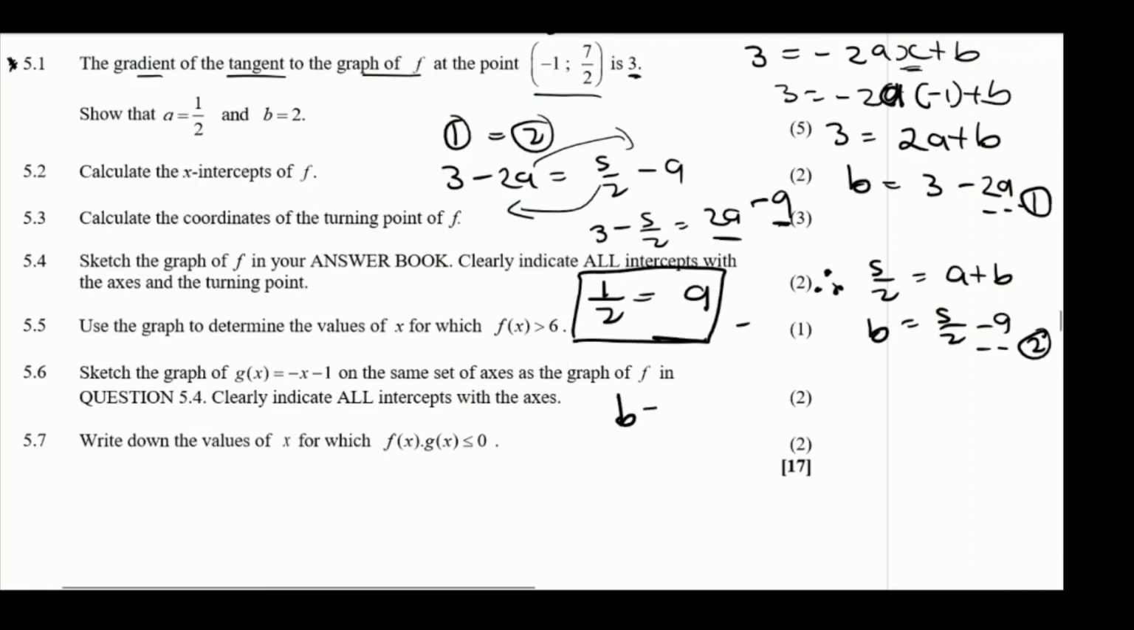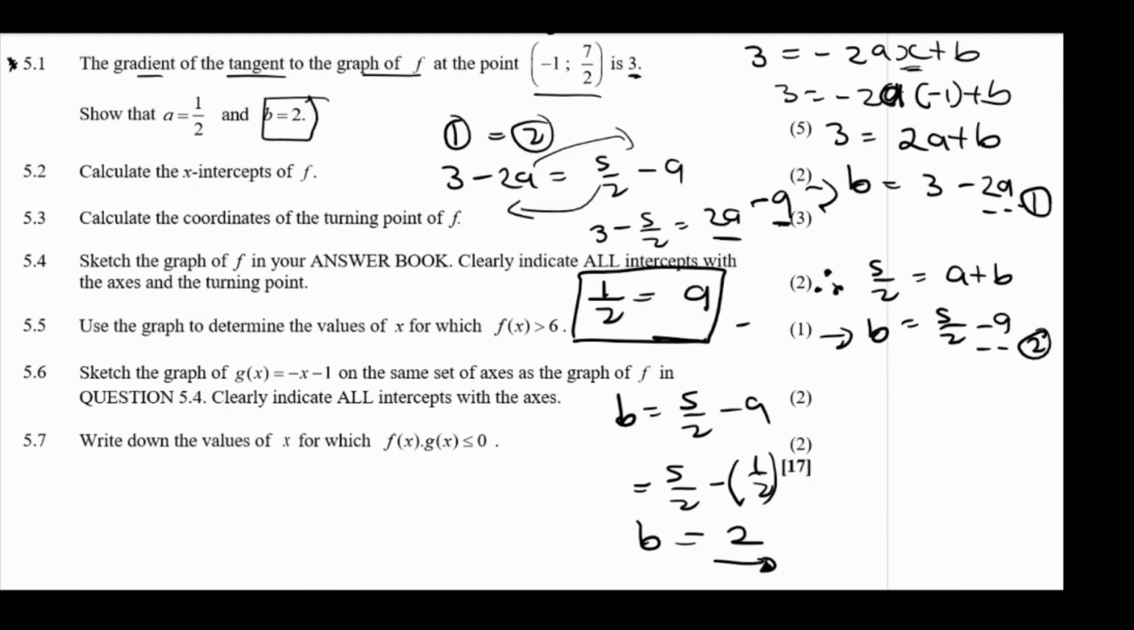Then for b, you say b is equal to 5 over 2 minus a. You're going to use this equation, or you can use this one. Then 5 over 2 minus our a, which is 1 over 2. And therefore, our b is going to be equal to 2 if you use your calculator. So we've proven that b is equal to 2, a is equal to 1 over 2.